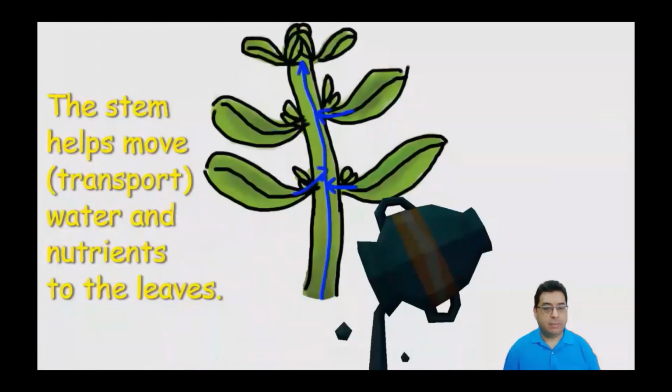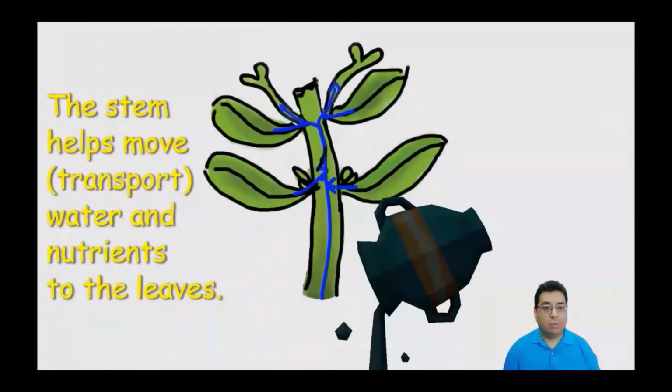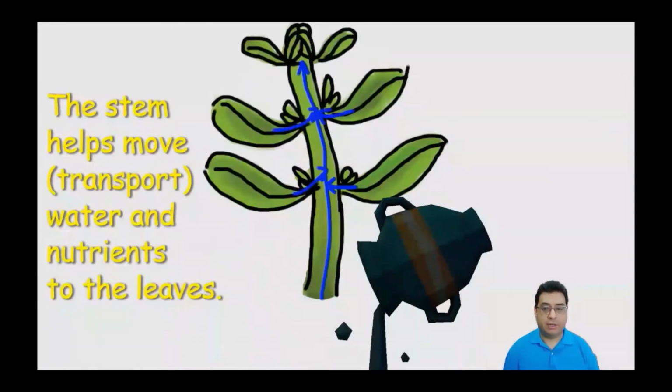So in this animation, I'm just showing you how the stem helps move or transport water and nutrients to the leaves here. So again, I'm just trying to give you a better visual of how the water moves throughout the stem and into the leaves here, which allows it to be green and to grow.